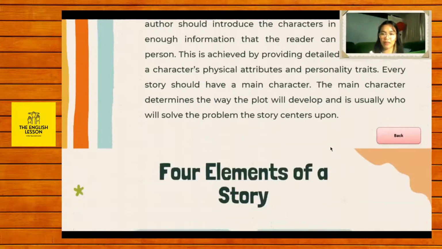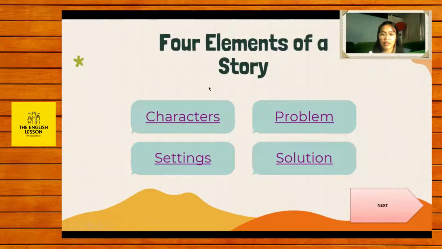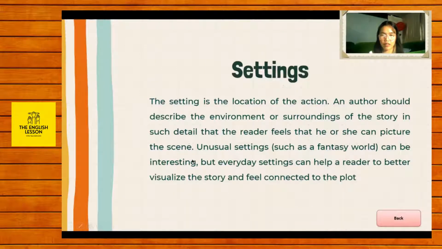So again, let's go back. The next element is the settings. The setting is the location of the action. An author should describe the environment or surroundings of the story in such detail that the reader feels that he or she can picture the scene. Unusual settings such as a fantasy world can be interesting, but everyday settings can help a reader to better visualize the story and feel connected to the plot.